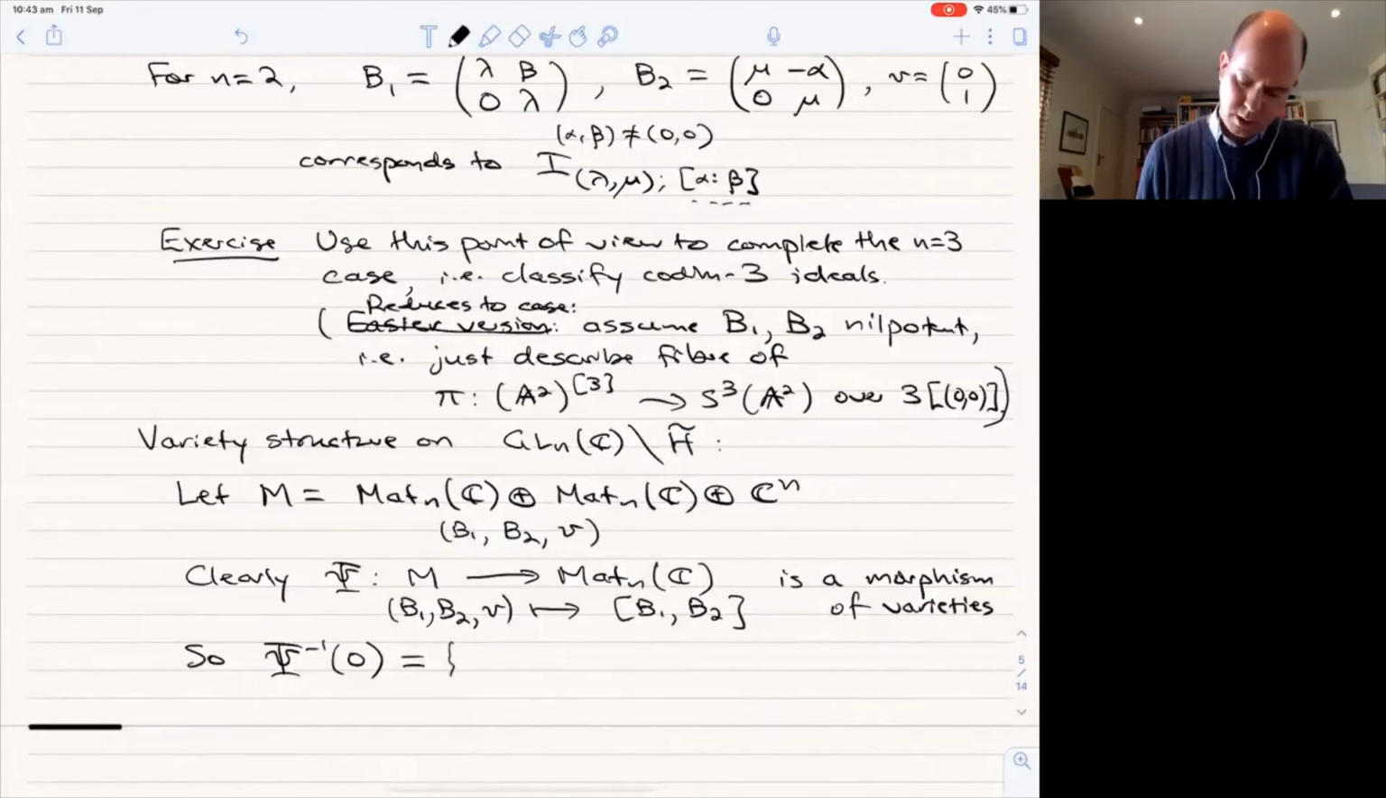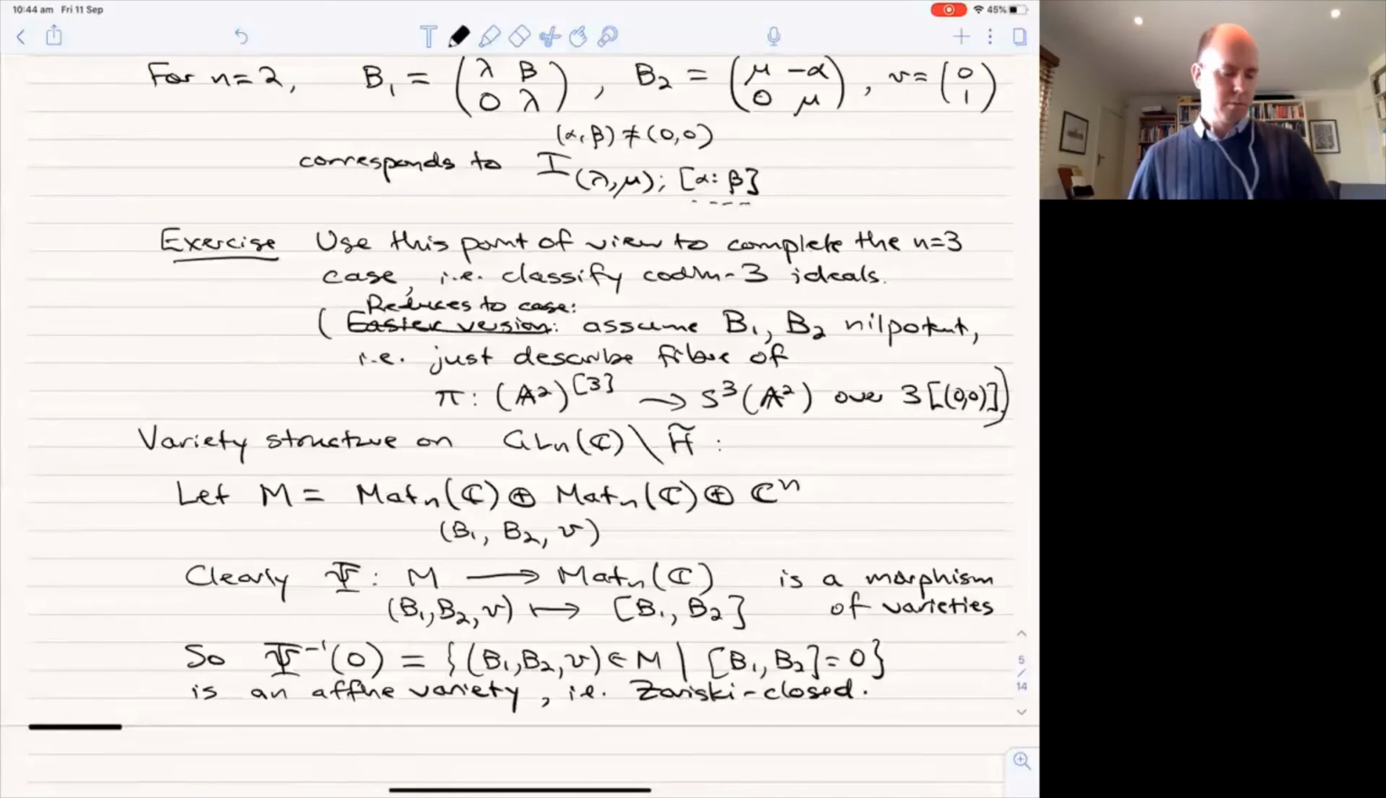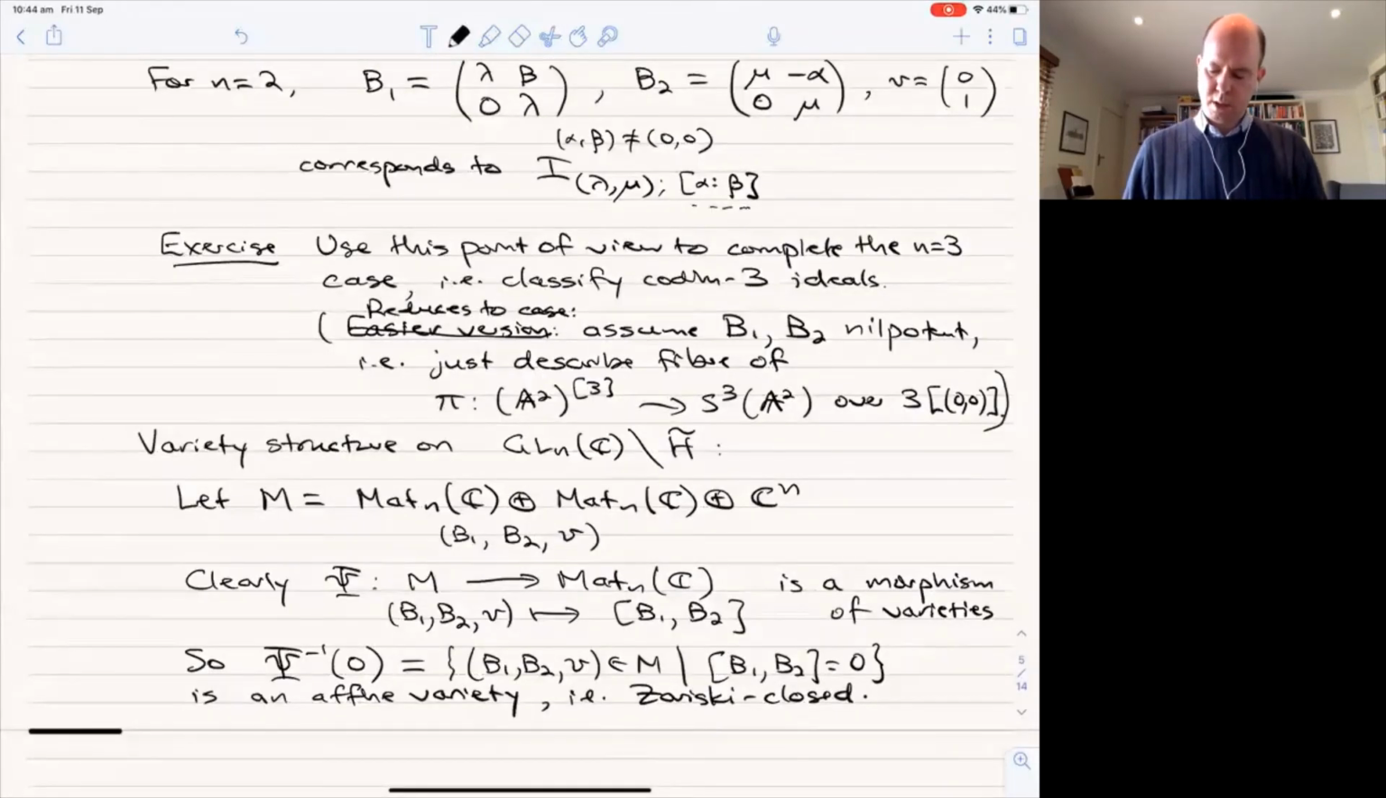So if you just impose the condition that B1 and B2 commute, I'll call that just psi inverse of 0. That is an affine variety. So it's a Zariski closed subset of this vector space M. If you didn't have the vector here, it would be called the commuting variety.